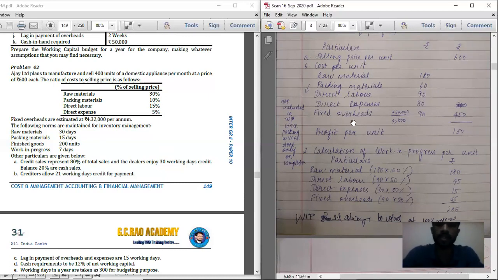And the last one is fixed overheads. Below direct expenses is fixed overheads. How much are the fixed overheads? Fixed overheads are estimated at 4,32,000 per annum. So open a bracket, 4,32,000 divided by the total number of units, 4,800. Close the bracket. Inner amount column, put 90 rupees.